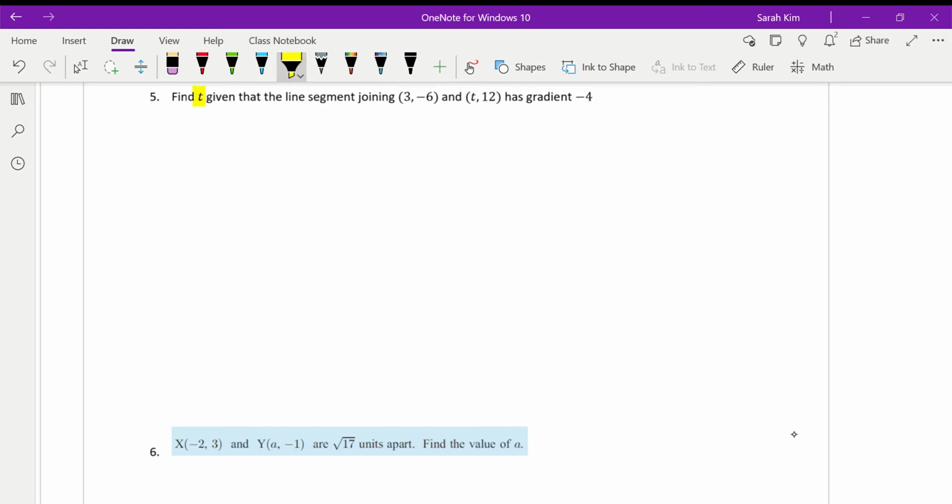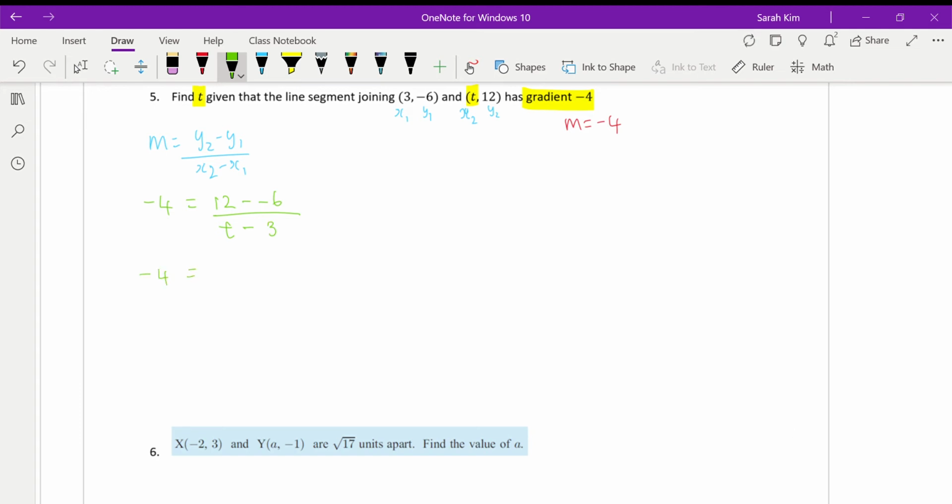This time we have to find this unknown variable where the gradient is -4. So my m is -4 and the two dots, I'm going to label them x1, y1, x2, y2. So I just have to use the gradient equation, m equals, and then just substitute those values in. So my m was -4, y2 is 12, y1 is -6, x2 is t, x1 is -3. Alright, so I just go solve that.